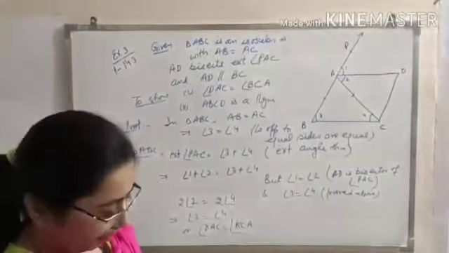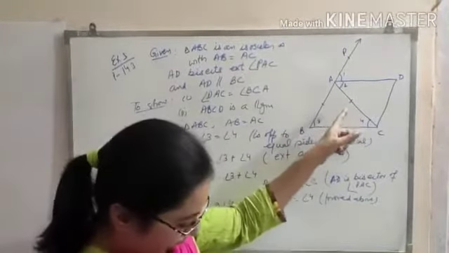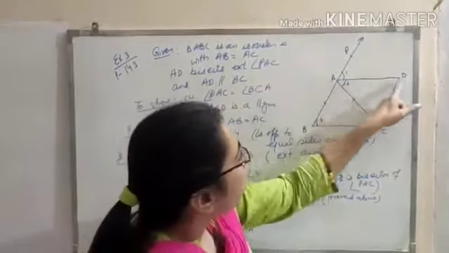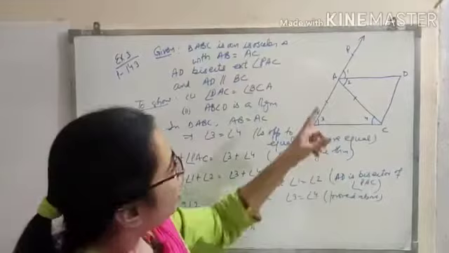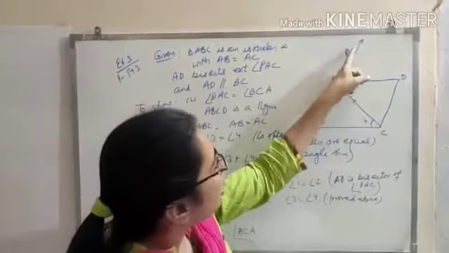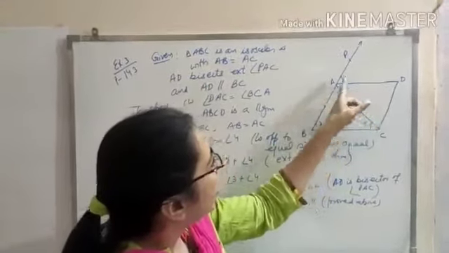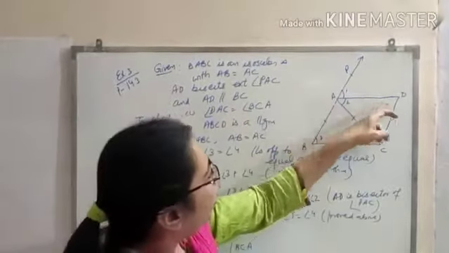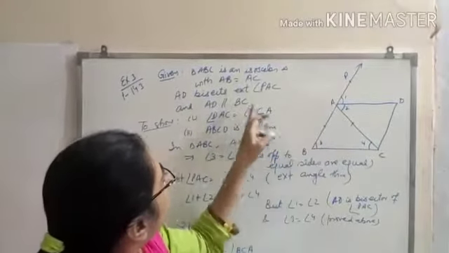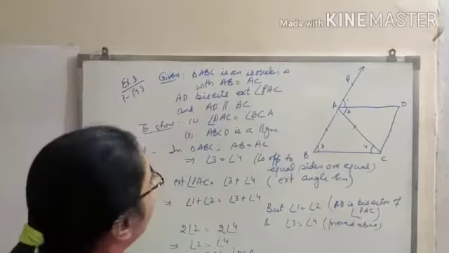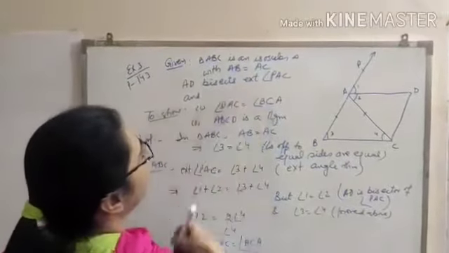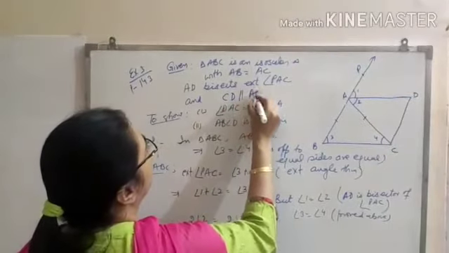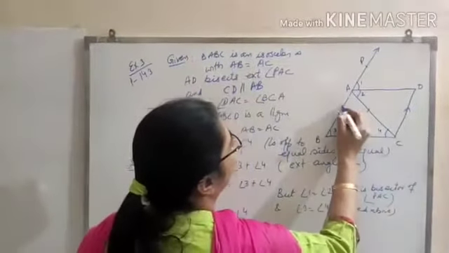Now third example, ABC is an isosceles triangle in which AB is equal to AC, it is given, and AD bisects exterior angle PAC. This is exterior angle PAC and AD bisects it. It means 1 and 2 are equal. And CD is parallel to BA. It is given to you CD and AB are parallel.